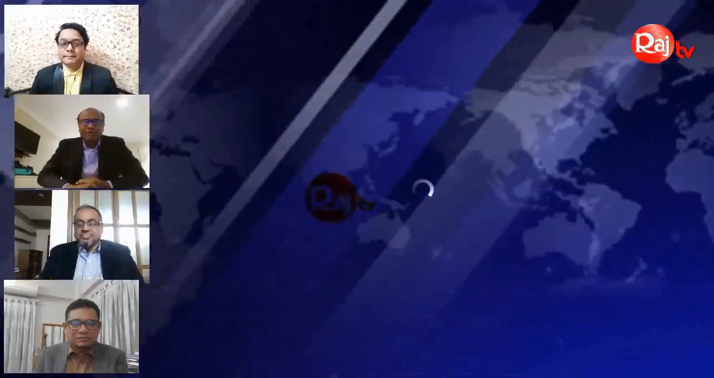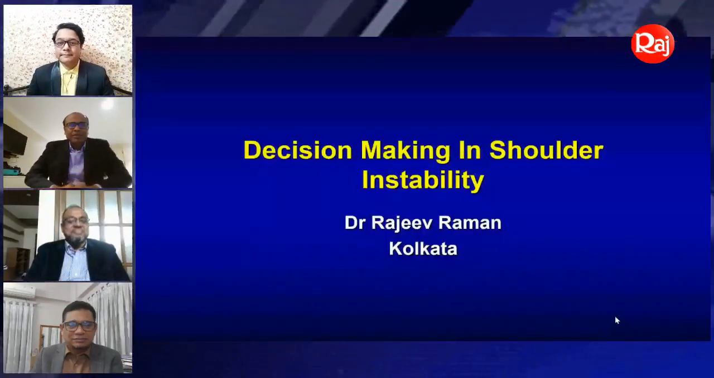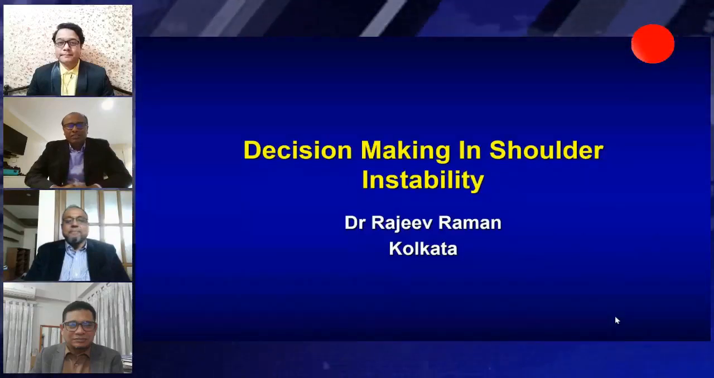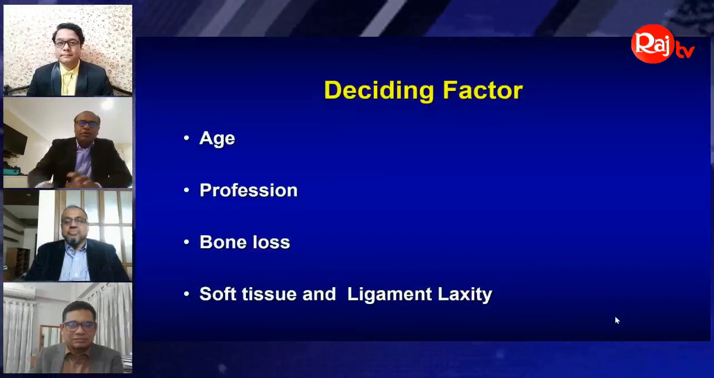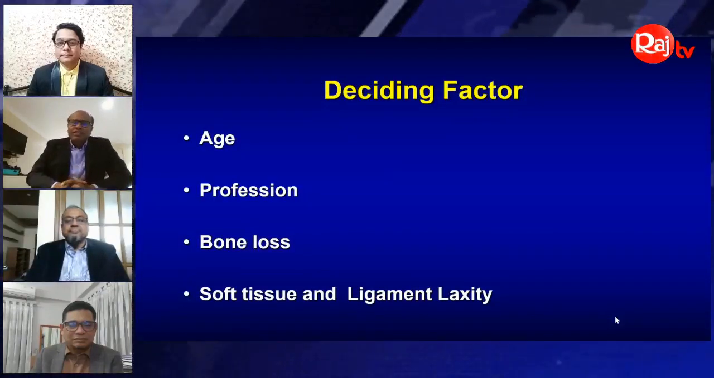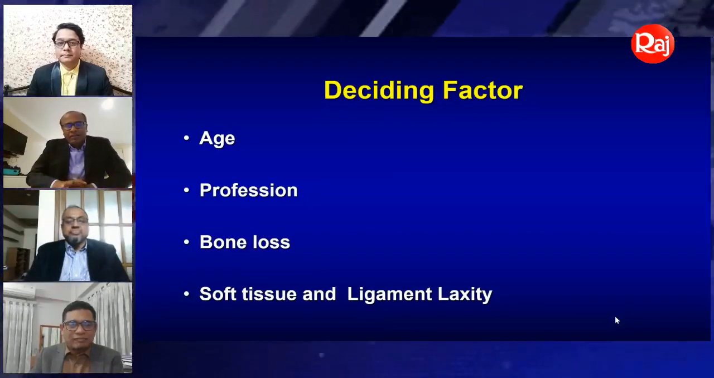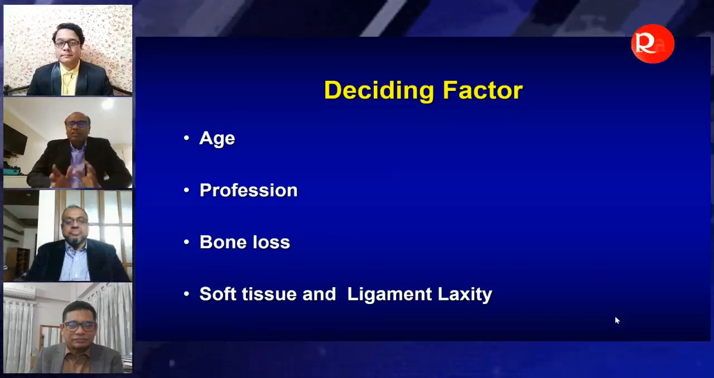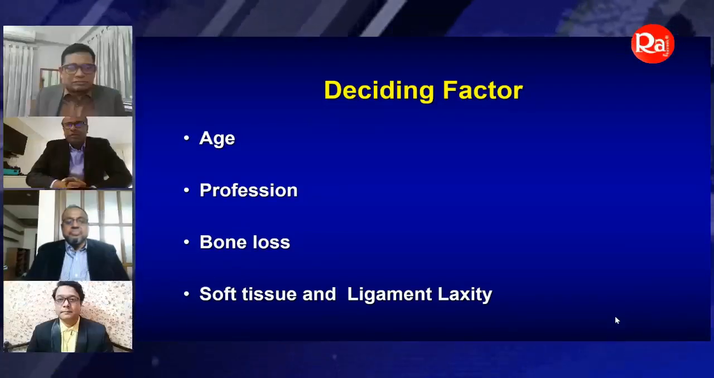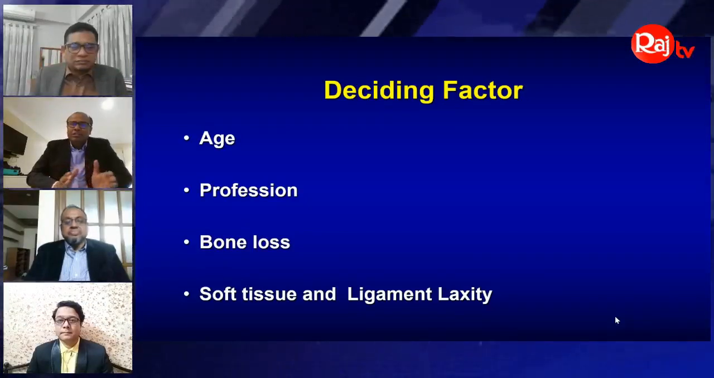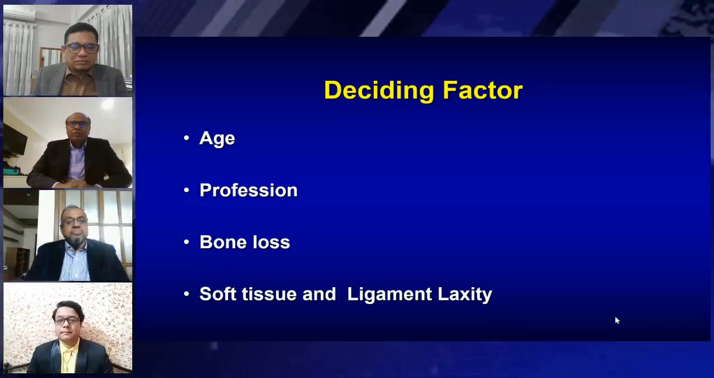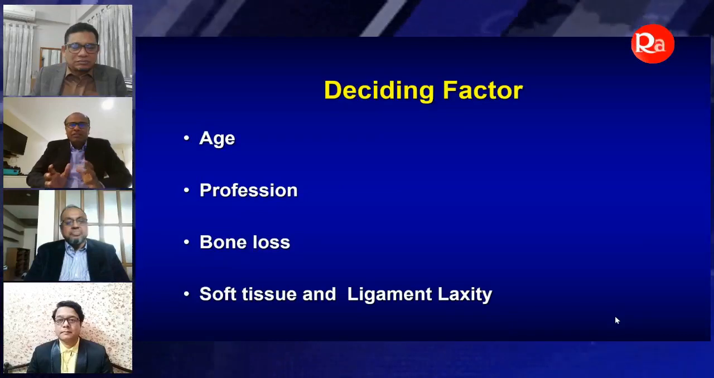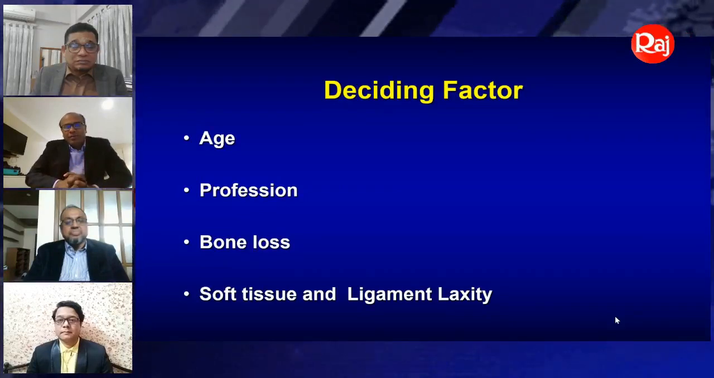Thank you, Tanvir. Thank you, Jahangir da, Parvez da, for inviting me today on this very important topic, decision making in shoulder instability. I will start with the deciding factors. What are the deciding factors? The most important deciding factor is the age, whether the patient you are dealing with is of a younger or an older age group, and the profession of the patient, whether you are dealing with a patient with a sedentary lifestyle or an athletic population.